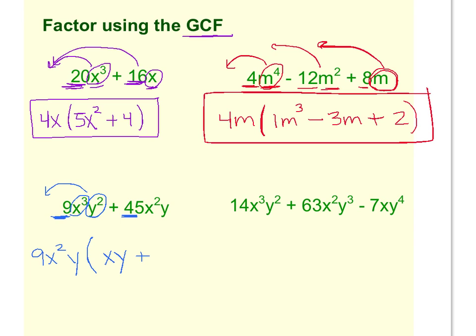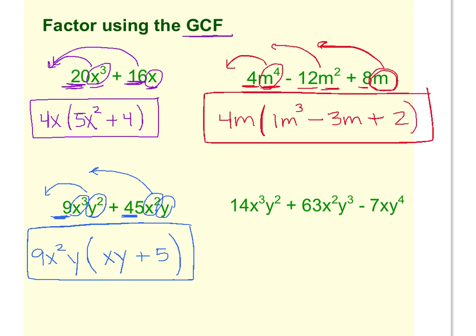Plus, now we're going to factor our GCF out of the second term. So 45, when we factor out the 9, that's division. 45 divided by 9 is 5. We have x squared. When we factor out our x squared, it doesn't leave us with any x's. So we move on to the y's. We had a y, but we factored out a y in our GCF, so we aren't left with any y's either. So that is going to be our factored answer.